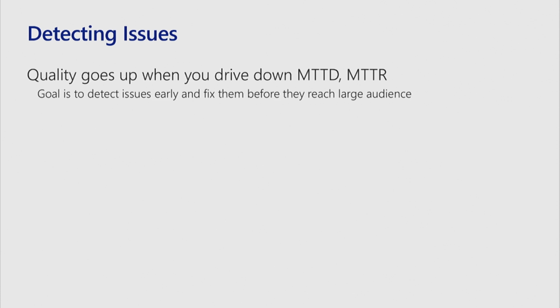In general, in any service, the way that you get quality to get high is you have to drive down mean time to detection and mean time to recovery. That is the name of the game. And so if you think about it, let's say we could detect every single issue that we created in an inner ring and a small set of test users, and we could fix that issue in those test users, well, that would mean none of the issues actually get out to the larger audience. And that's what we try to do.